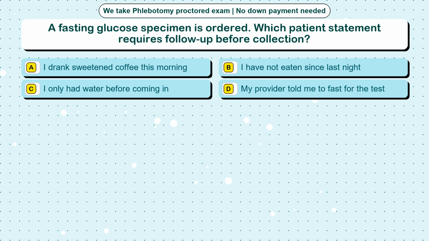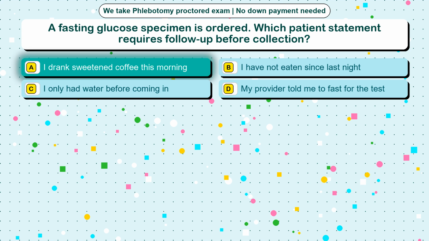Question 67. A fasting glucose specimen is ordered. Which patient statement requires follow-up before collection? Option A, I drank sweetened coffee this morning. Option B, I have not eaten since last night. Option C, I only had water before coming in. Option D, my provider told me to fast for the test.